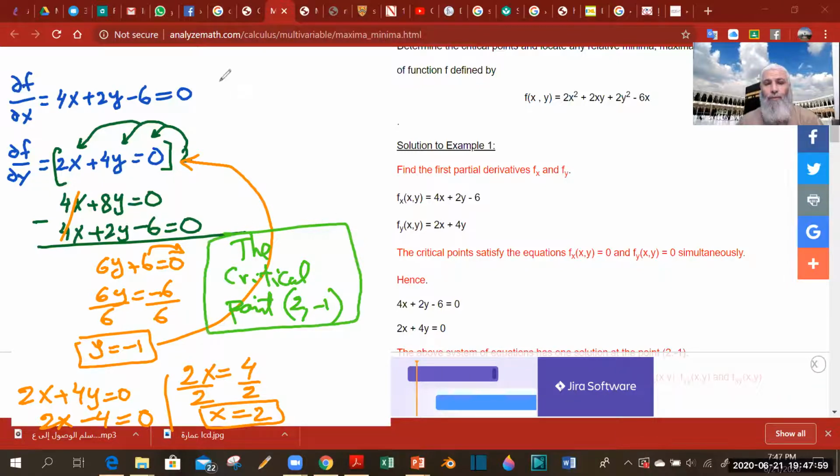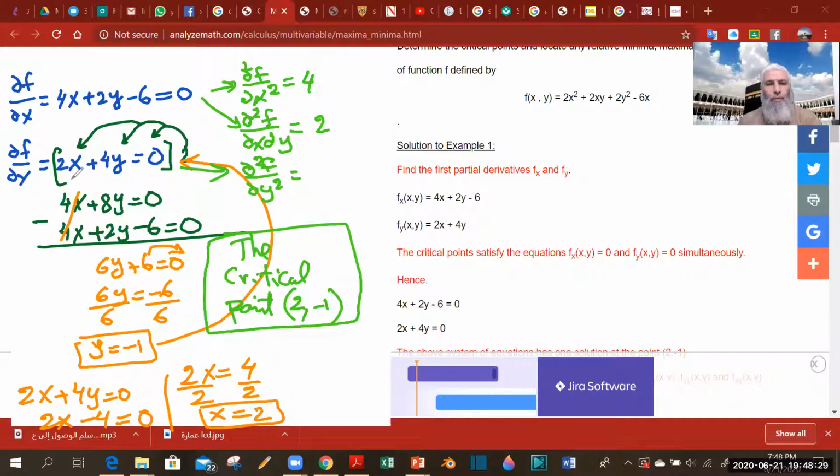Now we need to find from here d2f dx squared, with respect to x again. With respect to x, it would be just 4. And from here, d2f dx dy, with respect to y, it would be just 2. And from here, d2f dy squared is? Is it 2? No, 4.